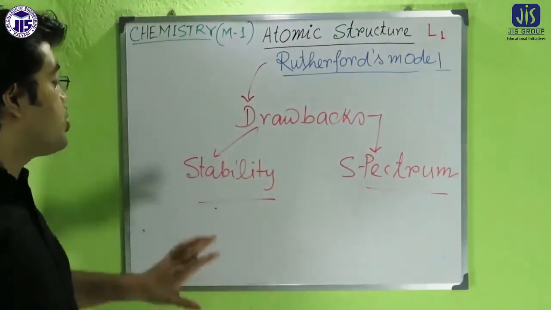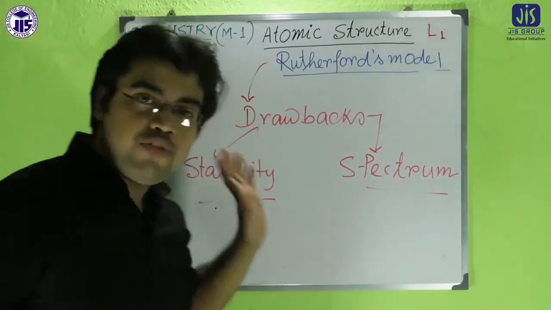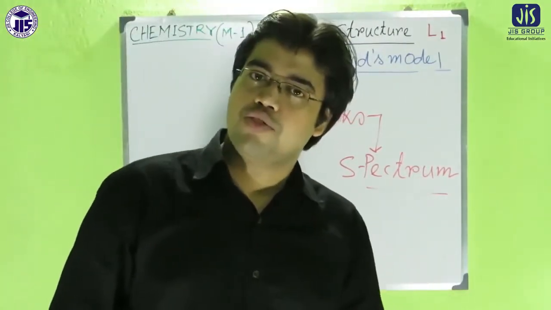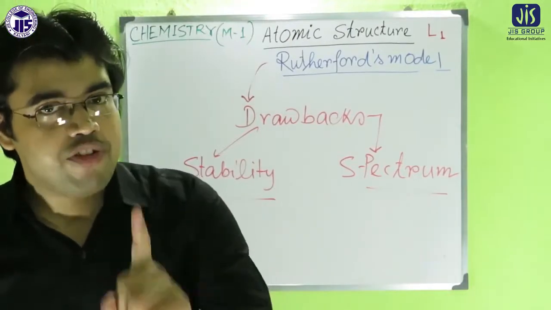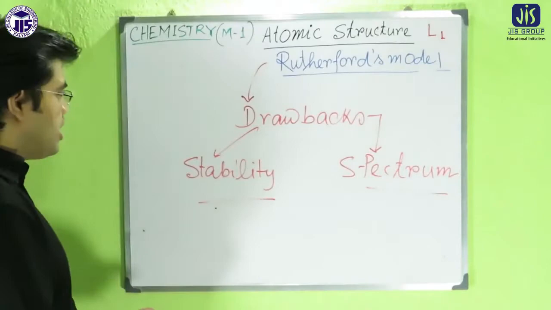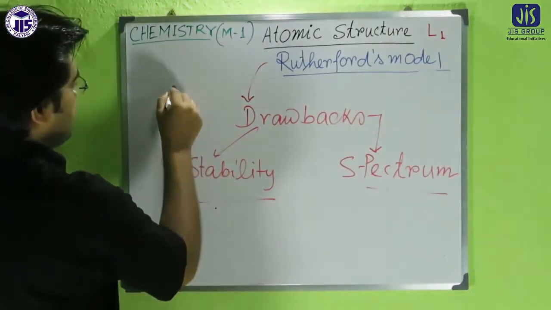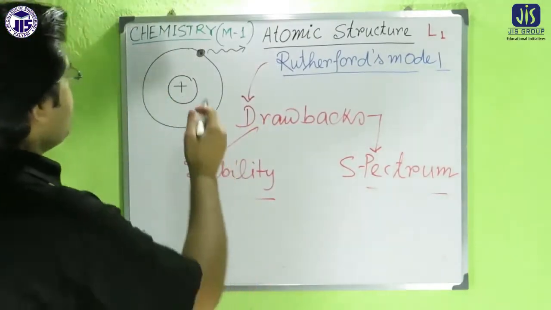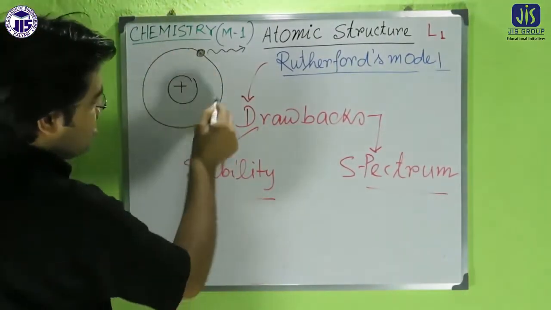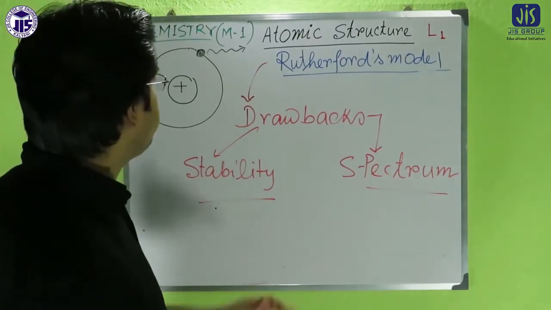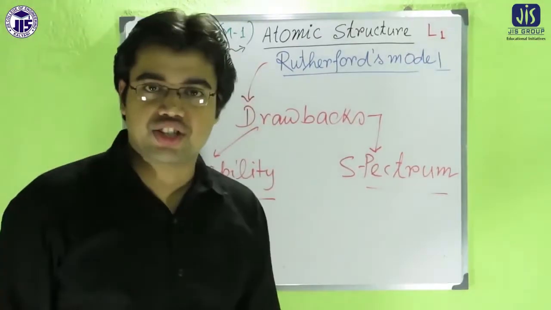First, stability. Rutherford explained the stability of the atom from the point of view of centrifugal force and electrostatic attraction force. But what is the actual phenomenon? According to electromagnetic theory, if any charged particle revolves around another charged particle with acceleration, then it continuously emits energy.